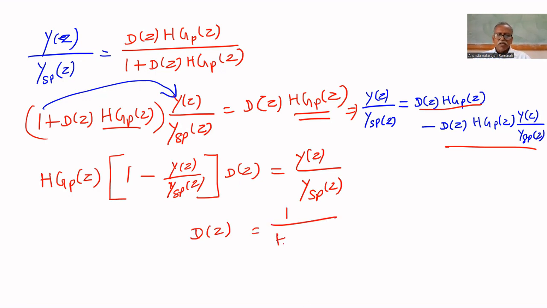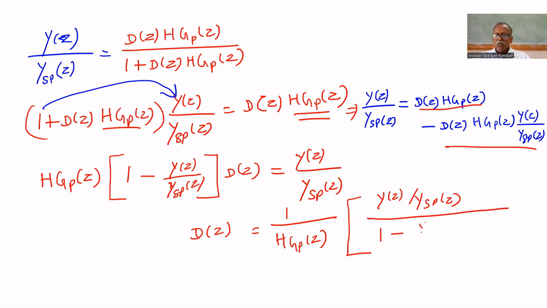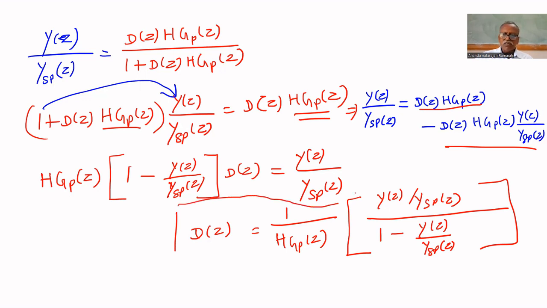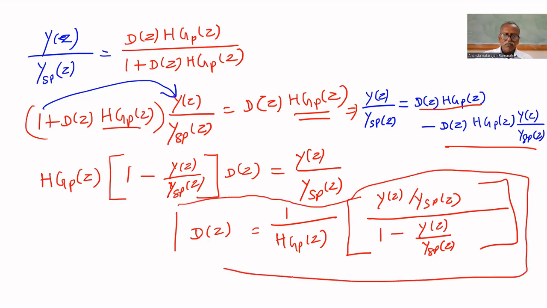Sorry. D of Z equal to 1 by HGP of Z multiplied by Y of Z upon Y set point of Z, whole divided by 1 minus Y of Z upon Y set point of Z. This is the expression for D of Z. Whatever may be the digital controller, this is the expression.